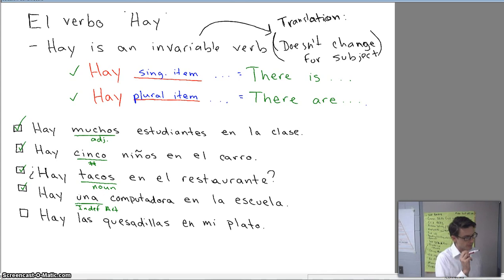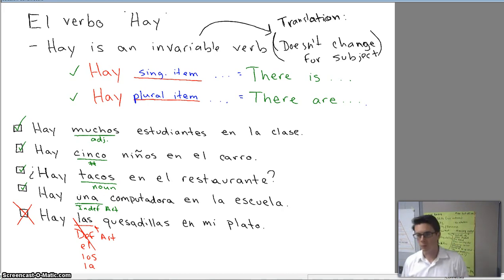Hay las quesadillas en mi plato. That is an incorrect usage of the verb hay. We cannot use hay immediately followed by a definite article. Okay? So, if you ever see hay and el, or hay and los, or hay and la, that is wrong. You don't want to do it. So you cannot follow the verb hay with a definite article.